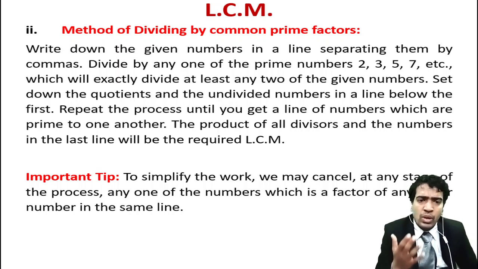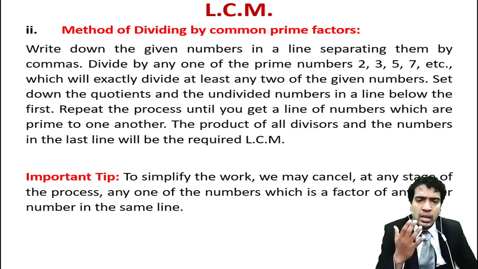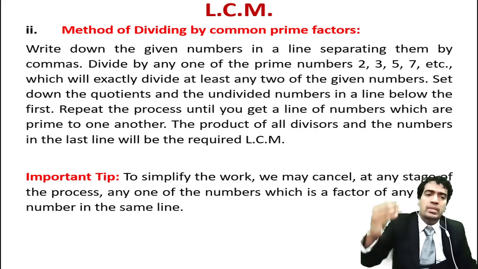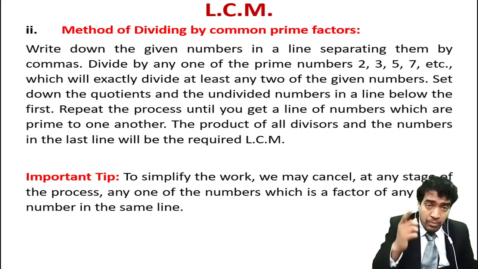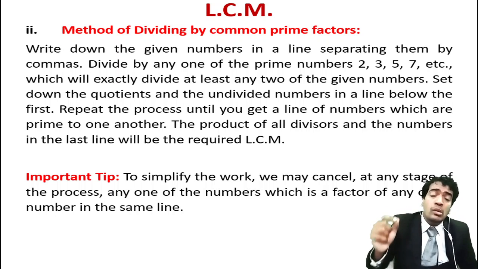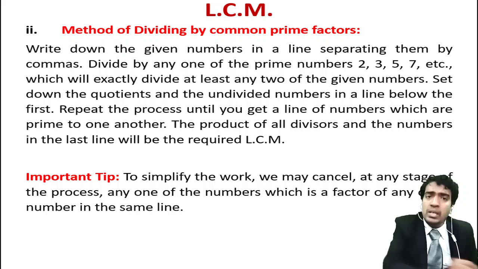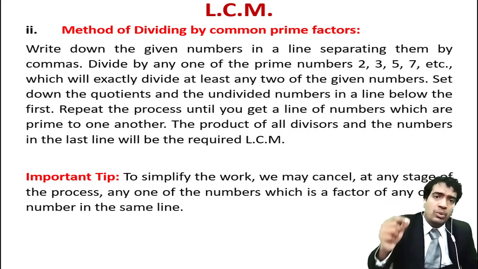You just have to write down all the given numbers in a line separating them by commas. Okay. And then what should you do? You need to start dividing starting from the lowest prime number: 2, 3, 5, 7. Start dividing because the fundamental theorem of arithmetic says that every composite number can be reduced into a product of prime factors, right? So whatever composite number you take, that can be represented as a product of prime factors.